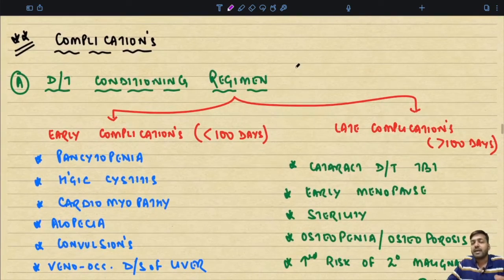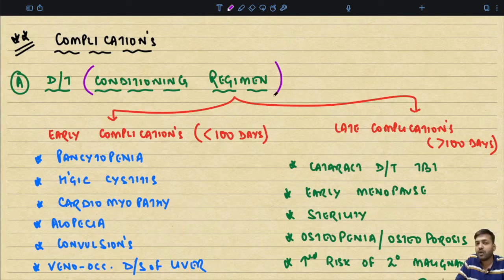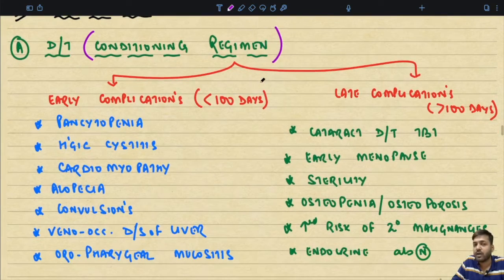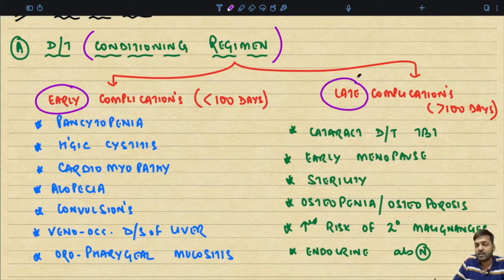So what are the basic complications of allogenic hematopoietic stem cell transplant? The number one complication is because of the use of the conditioning regimen, that is the chemotherapy or the total body irradiation. There are two types: early complications and late complications. Early complications take place in less than 100 days. Late complications take place in more than 100 days.